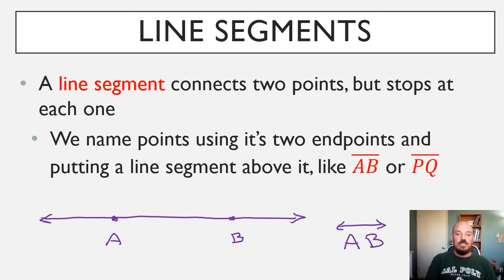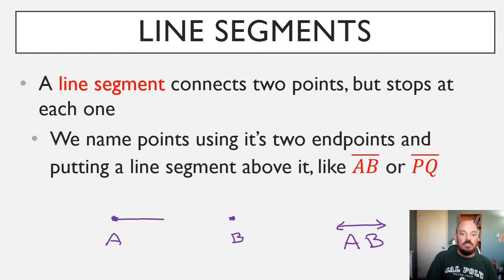Now let's do this instead. Today, we are going to have a line segment that goes from A to B and just stops. It doesn't keep going in either direction. It doesn't go through A, it doesn't go through B. Now what I would do if I'm naming that, I don't want to put AB with a line over it. I want to use this one right here, AB with the line segment over it. So you don't want to get confused between the two.